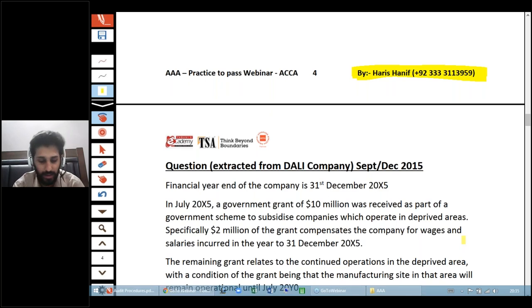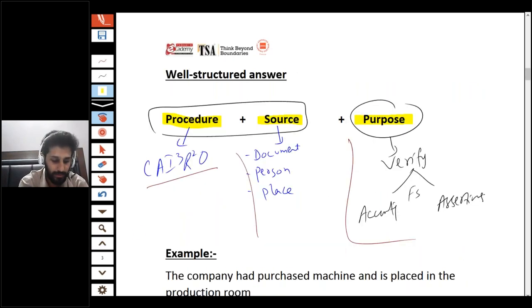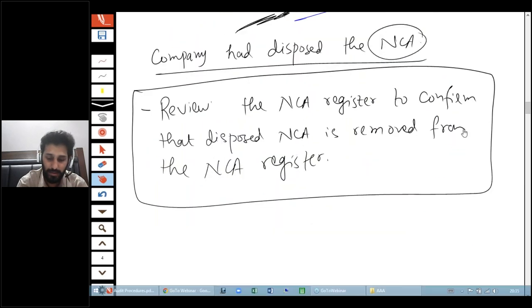In which procedure, Mr. Jazir Tariq? Which procedure are you talking about? The last one, this one? This one you are talking about, Jazir?